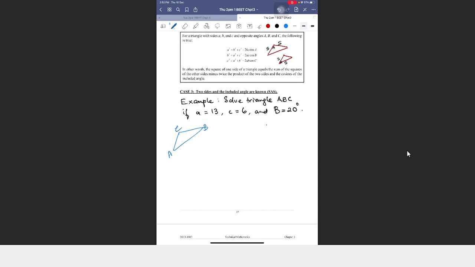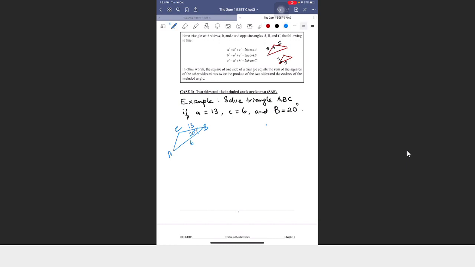All right, so the one that is given is 13 here, and then 6 is here, and then angle B is here, which is 20 degrees. So this is the case whereby I said just now, side, angle, side. So SAS. So this angle is what we call the included angle. All right, so our first step is definitely to find the missing length here, which is our length B.